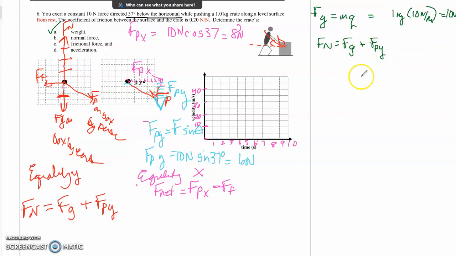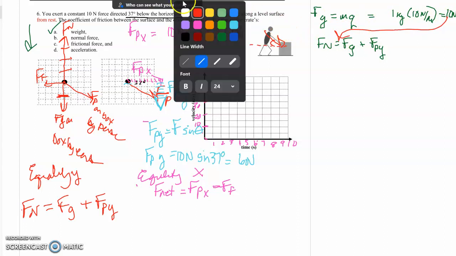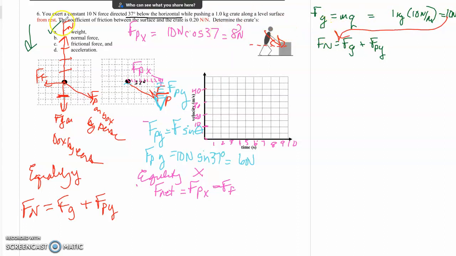Now something to point out is, you see how this kind of builds, right? I find the weight and then now I need to use the weight. The AP exam likes to do it that way. They like to have you find something in part A and use it as you move through. So F normal then is going to be 10 newtons plus, what do we say Fpy was? Plus 6 newtons. So I think force normal is going to be 16 newtons. So I think that's good.